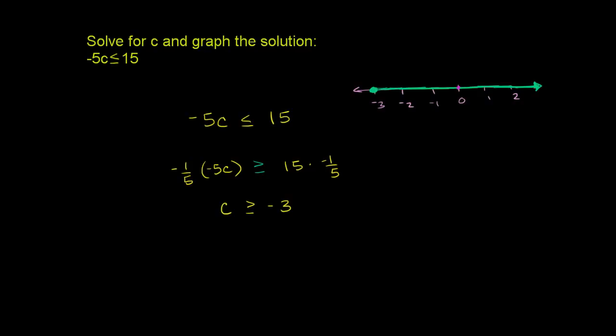Now let's try a number that's outside of it. And I haven't drawn it here. I could continue with the number line in this direction. You would have a negative 4 here. Negative 4 should not be included. And let's verify that negative 4 doesn't work. Negative 4 times negative 5 is positive 20. And positive 20 is not less than 15. So it's good that we did not include negative 4.